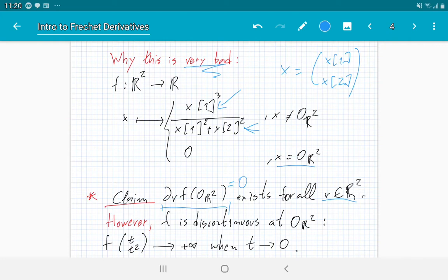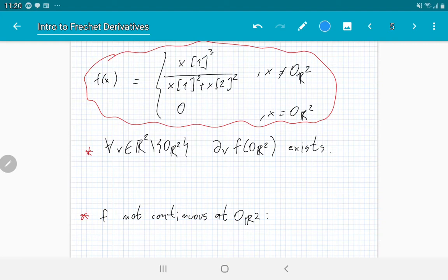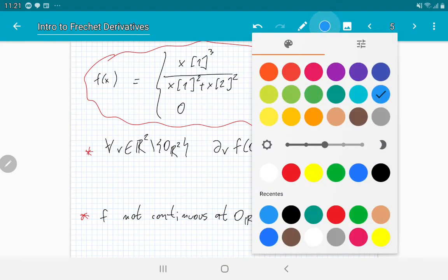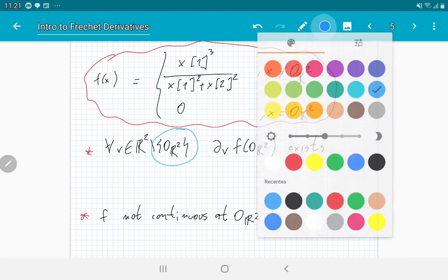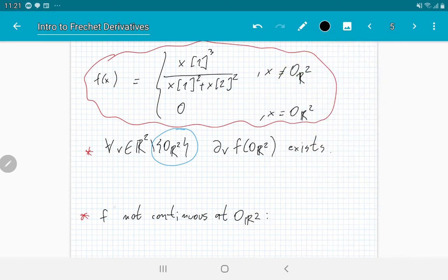Okay, so now let's see what happens. Here I have this function, and let's argue that the directional derivative exists. I'm only going to look at vectors that are non-zero, simply because the directional derivative when v is equal to 0 is always 0. That you can check by yourself. Remember that f is 0 at 0, so I need to compute the limit when t goes to 0 from the right of f of t times v divided by t. Well, I should subtract f at 0, but f is equal to 0 at 0, so there's nothing to be done.